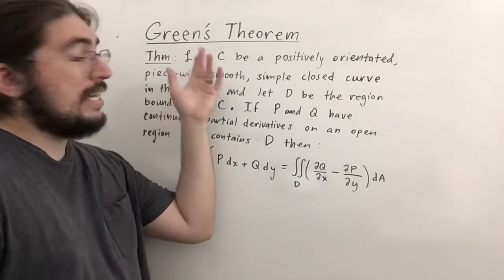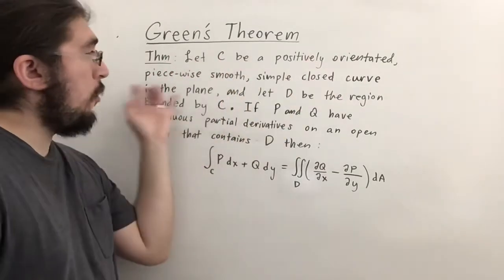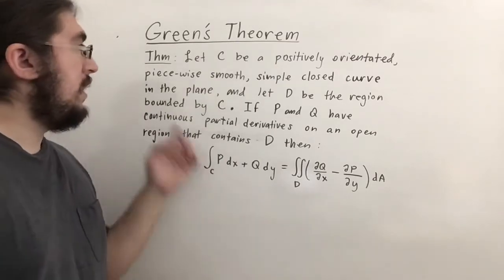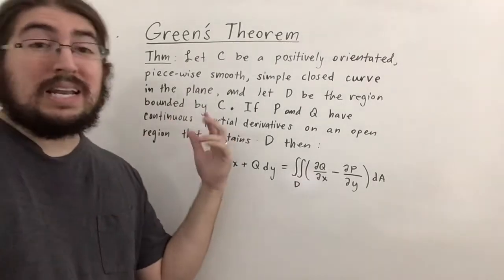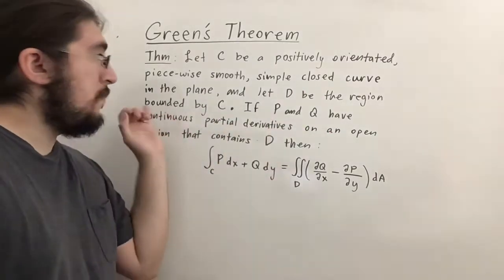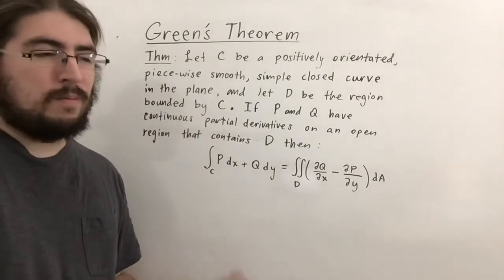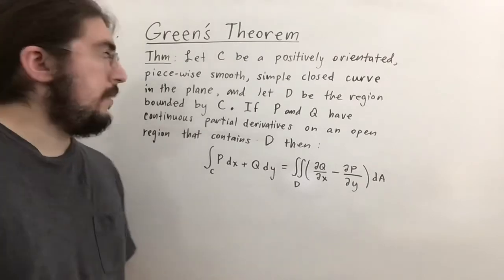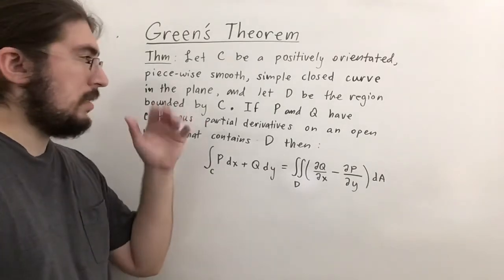So first we want to let C be a positively oriented, piecewise smooth, simple closed curve in the plane, and we want to let capital D be the region bounded by C. So it's kind of a strange sounding setup, but to be quite honest, it's a pretty common setup, and I'll show you in a moment what it looks like.